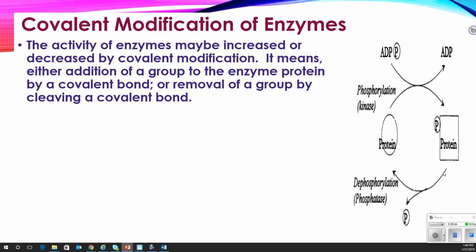So here we've got covalent modification of enzymes happening. Here, the activity of the enzymes may be increased or decreased by covalent modification. It means either the addition of a group to the enzyme protein by a covalent bond, or the removal of the group by the cleaving of covalent bonds.